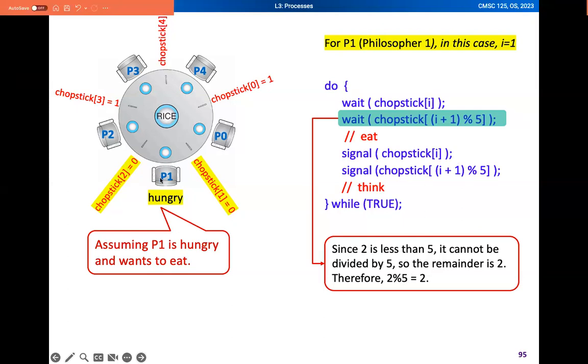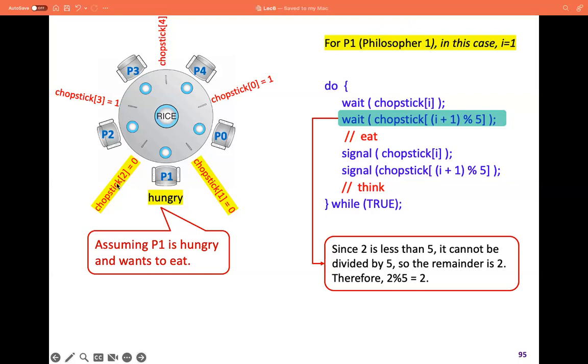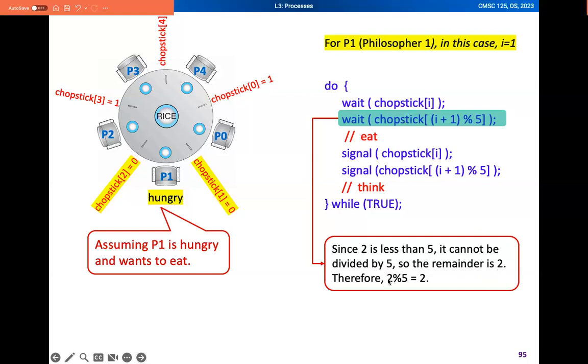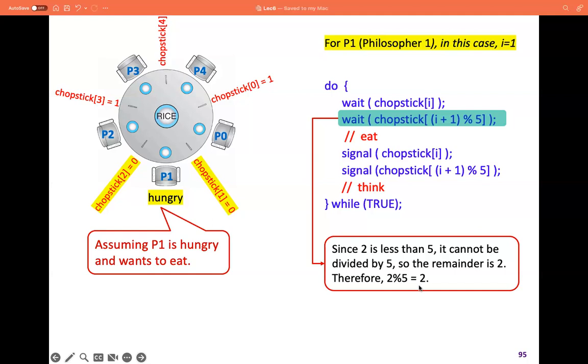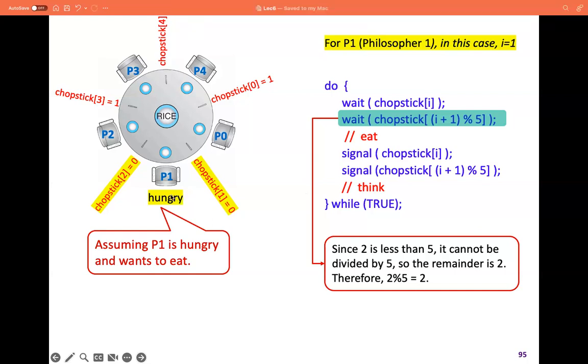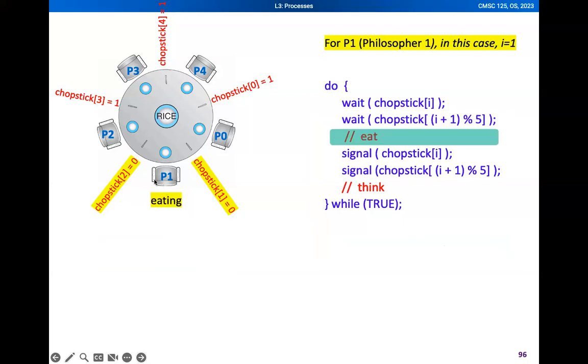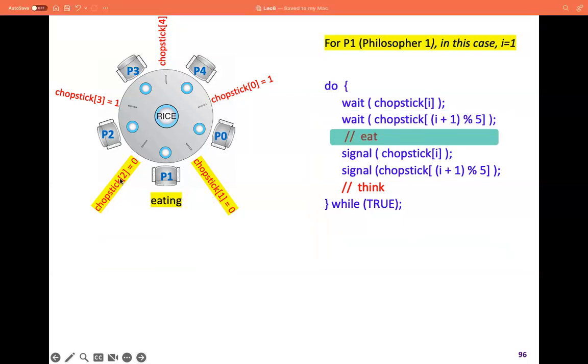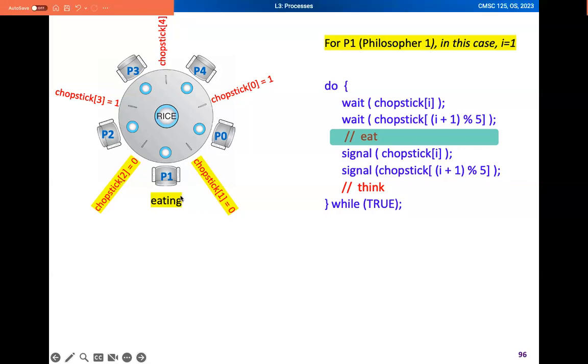So P1 picks up chopstick of 2. Since 2 is less than 5, it cannot be divided by 5, so the remainder is 2. Therefore, 2 modulo 5 is equal to 2. Okay, so since P1 now has chopstick 1 and chopstick 2, which are on its left and right, P1 can now eat.